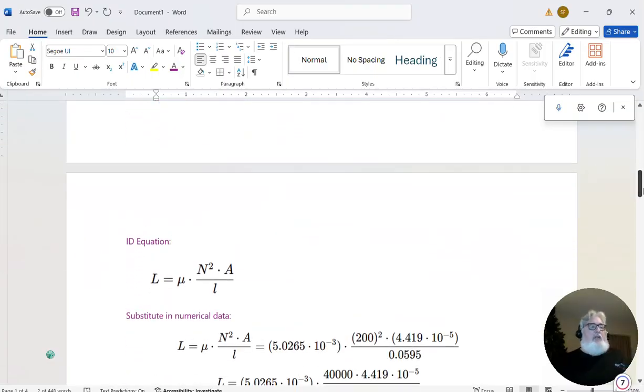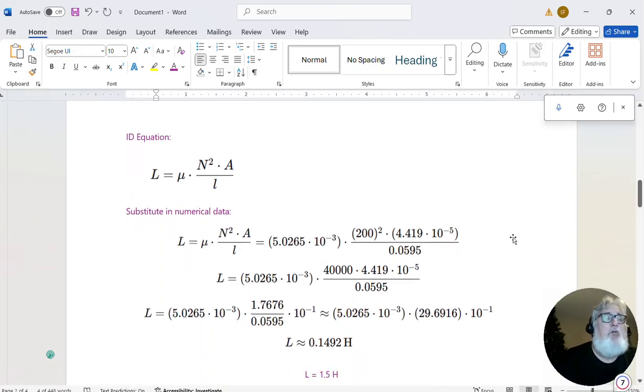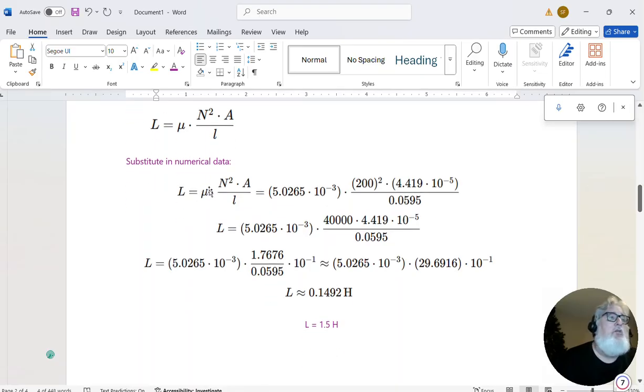Okay, we're going to identify our equation. This is the equation for the inductance of a solenoid. Again, this is probably something you're going to find in the chapter summary of your textbook. And the inductance is the magnetic permeability times the square of the number of turns times the area divided by the length of the coil itself. Let's substitute in some numerical data. Do a little magic with your calculator, and you're going to come up with 0.1492 henries.